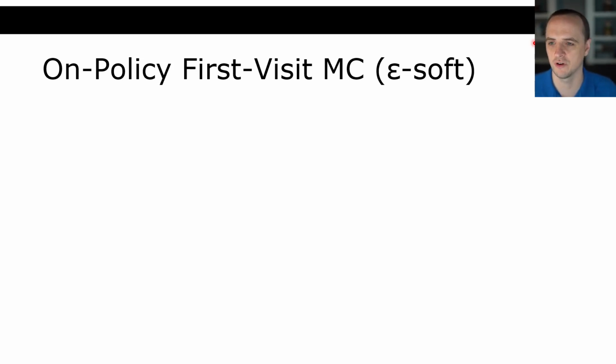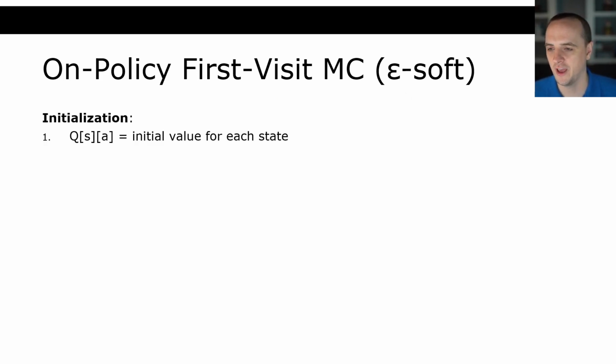So here's the algorithm for on-policy first visit Monte Carlo with epsilon soft, okay? So initialization, we're going to have Q(S,A) be some initial value for each state, and pi(S,A), that's our policy, some initially equiprobable policy, okay?